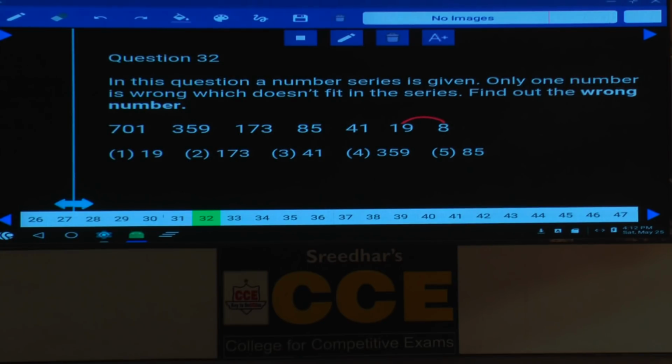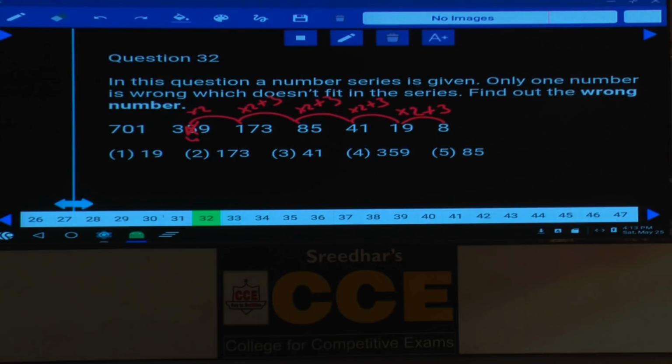8 into how much? 8 into 2 is so much? 16 plus 3, 19. 19 into 2, 38 plus 3, 41. 41 into 2, 82 plus 3, 85. 85 into 2, 170 plus 3, 173. 173 into 2 is how much? 346. Plus how much? Plus 3 should be there. 346 plus 3, 349 should be the number.